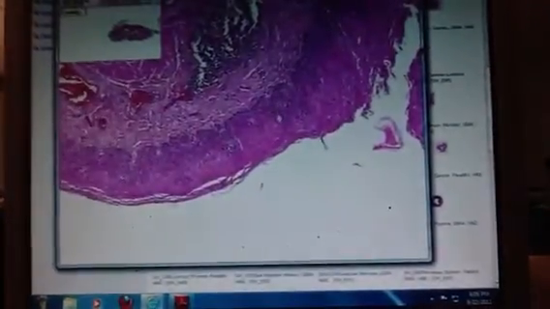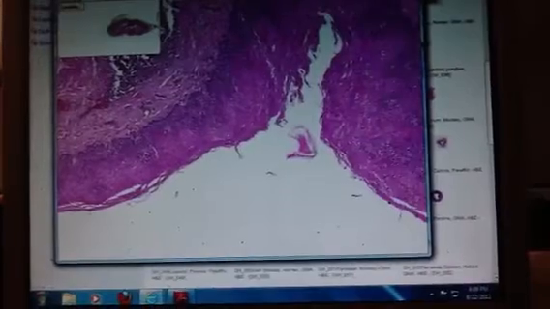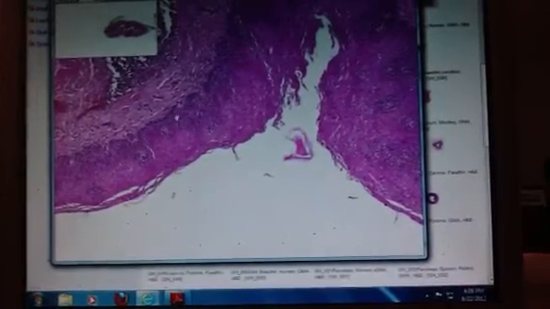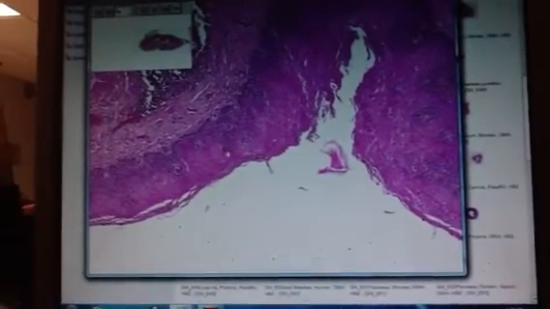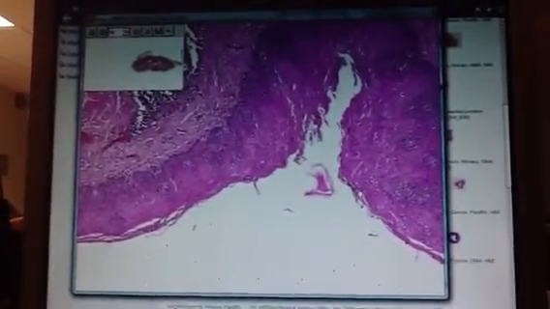So start off at a lower magnification so you get an overall feel for what you're looking at. Okay? So when you look at this, the epithelium here is all of this right here. This is the extent of that epithelium.